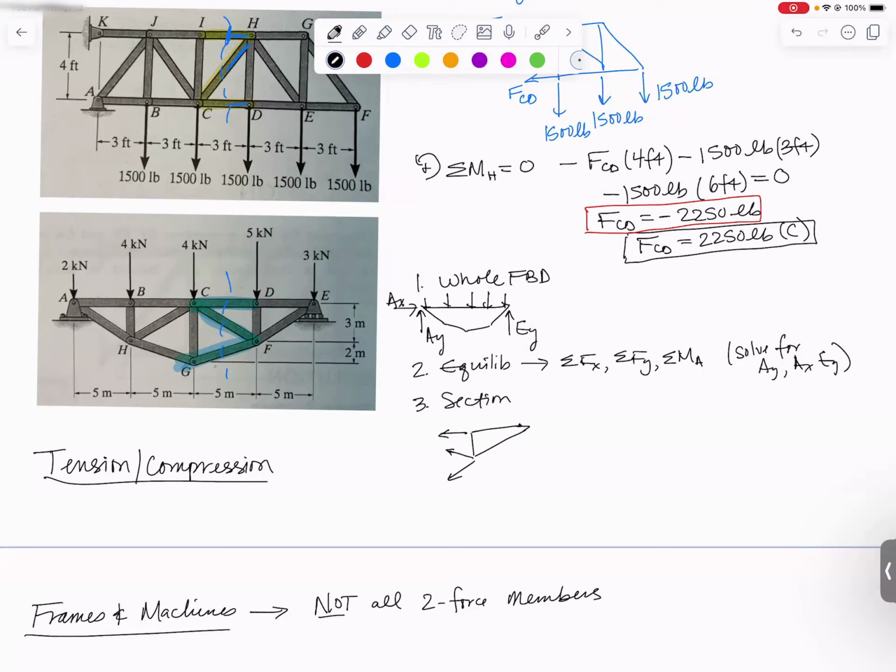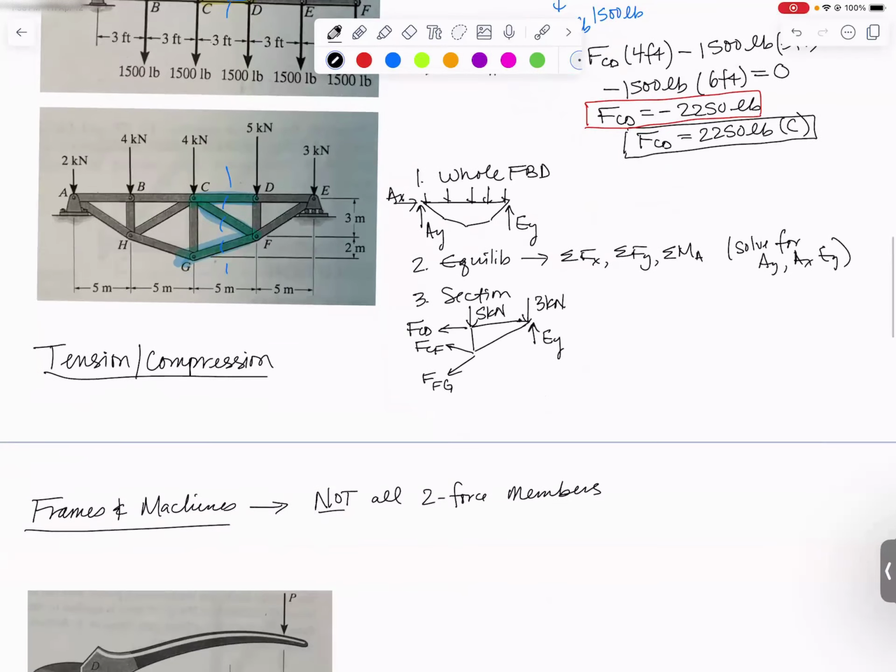I have my external loads, my 3 kilonewtons, my 5 kilonewtons. I have my unknowns, the force in CD, the force in CF, and the force in FG. And I have EY. A very common mistake I see with trusses is forgetting to put the reaction forces on the free body diagrams. What if we needed to use a joint diagram for some reason here?